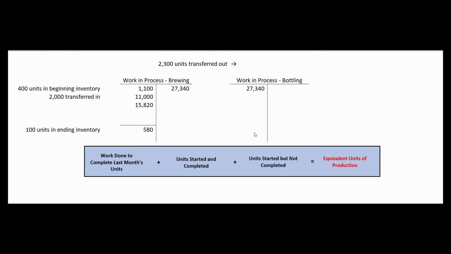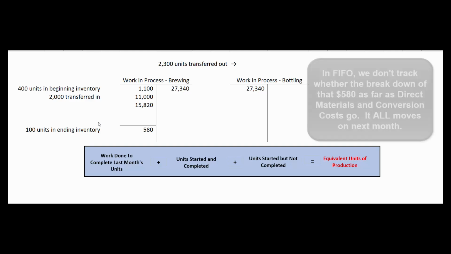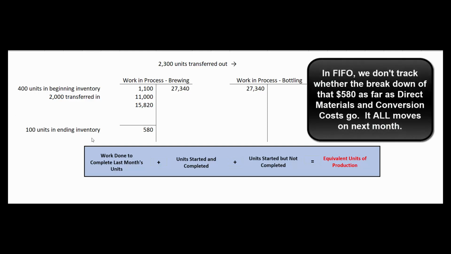So back to our T accounts, we debit work in process, let's say it's bottling, and we credit work in process, let's say it's brewing, for that $27,340. That's the dollars that went with those 2,300 units. And what's left is the $580 invested in those 100 units. In FIFO, we don't have to worry about whether that's conversion costs or direct materials, because what's going to happen with that 580 is what happened with that 1,100. It's all going to go on to the next process.